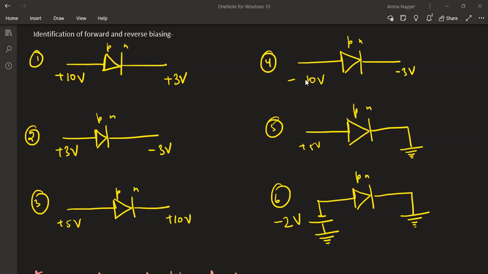So see, you will check if higher potential is connected to P type. If higher potential is connected to P type, then that will be forward bias. And just the opposite, if the N type is connected to the lower potential, then it will be reversed.